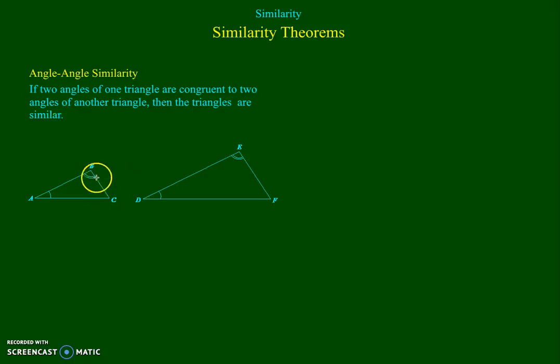And we know that if two angles of one are congruent to two angles of another, then by the third angle theorem, we know that these third angles must be congruent. And since angles determine shape, we know that these two triangles must be similar. So let's go ahead and take a look at that in a little bit greater detail in a dynamic picture.